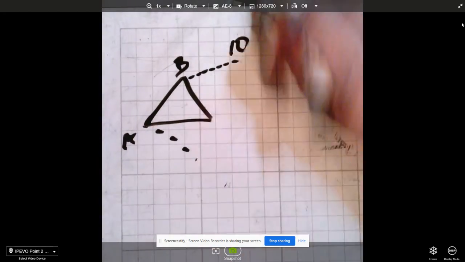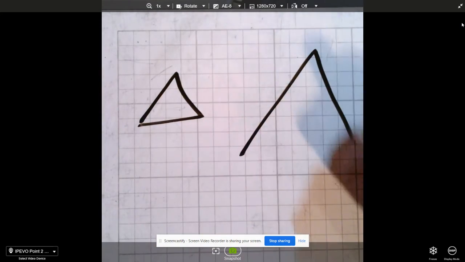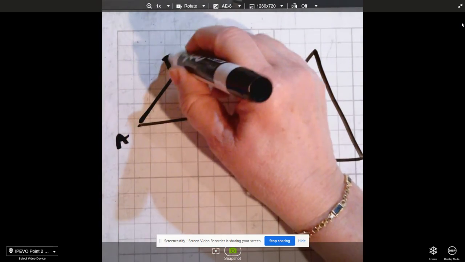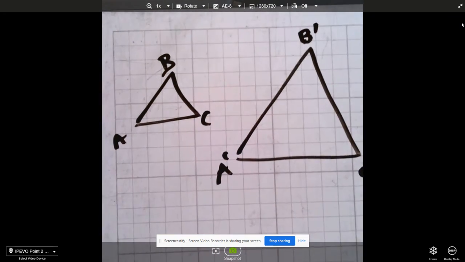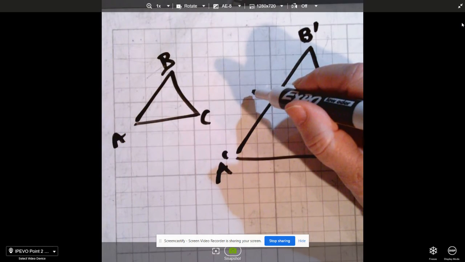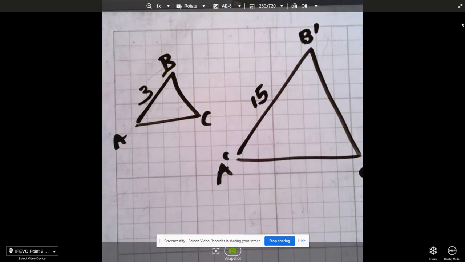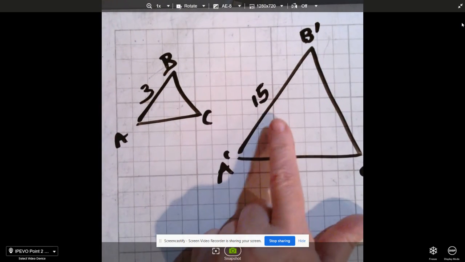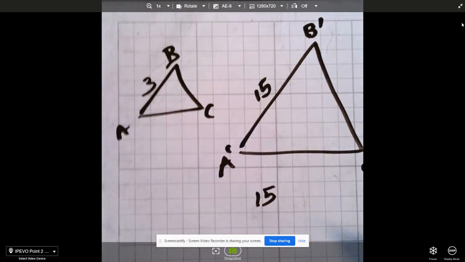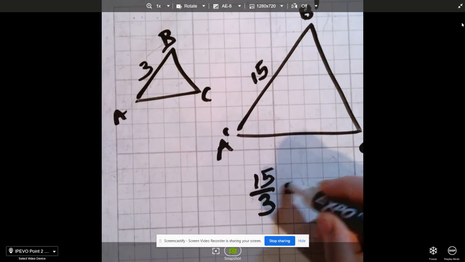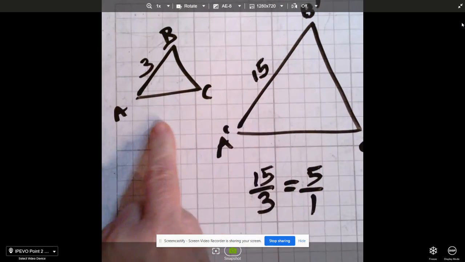All right? Or another way, if you didn't do that, if you just had your sides, you could do your corresponding sides, right? A, B, C, A prime, B prime, C prime. If I knew that this was, I don't know, we'll say this is 15 and this was 3. If I wanted to figure out my scale factor, I'd take my new one, which would be 15, and put it over my original, which is 3. So I know my scale factor is 5 to 1, which would tell you that this is 5 times bigger than this one.